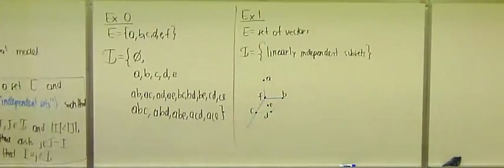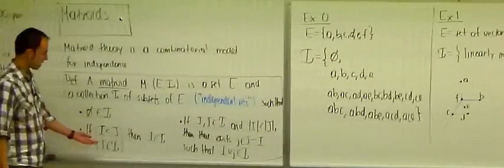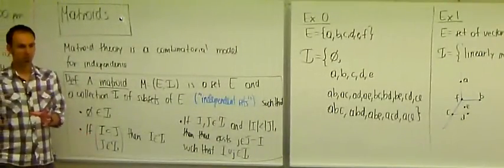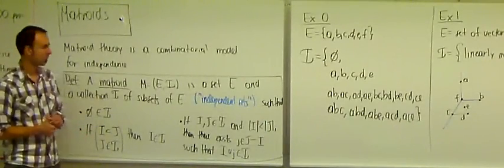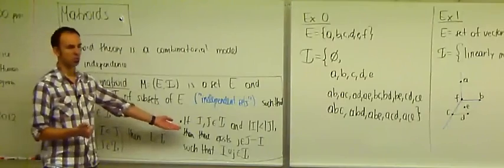So the empty set is linearly independent, basically by definition. It's very clear that if you have a linearly independent set of vectors, then every subset of it is linearly independent. That's also obvious from the definition. This is the only one that's a little bit less trivial.